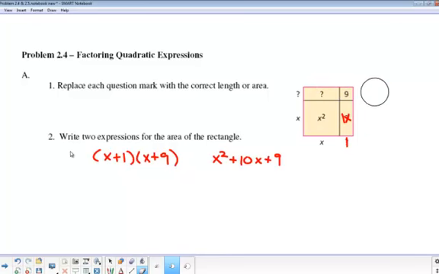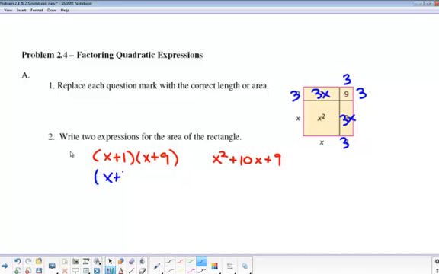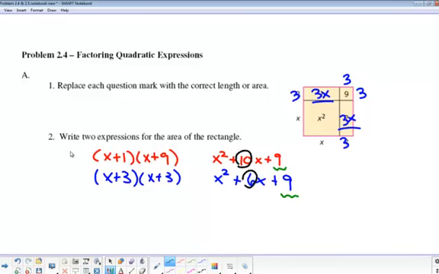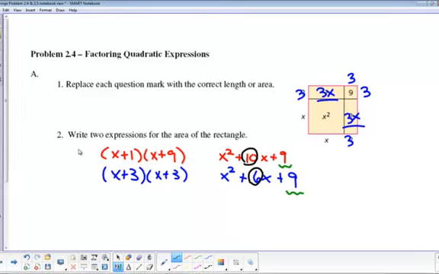Option number 1. Option number 2. Any other numbers that multiply to give you 9? Yes. 3 and 3. So this could be x plus 3 times x plus 3, which is x squared plus 6x, because there's two 3x's, plus 9. So if our last term is 9, our middle term could either be 10 or 6, and that would be factorable.